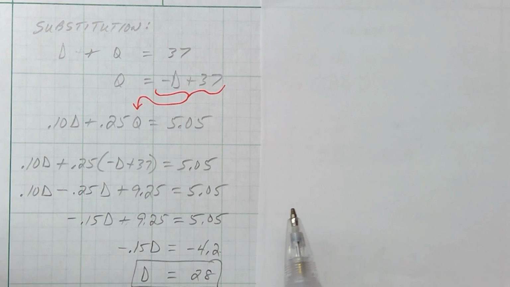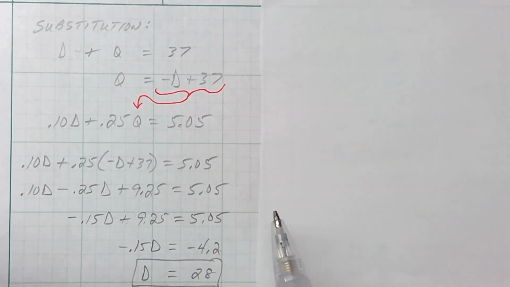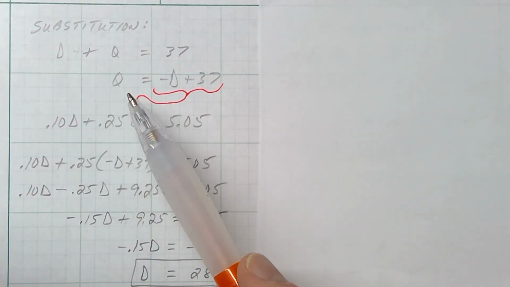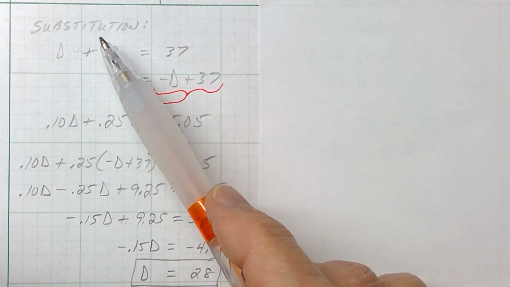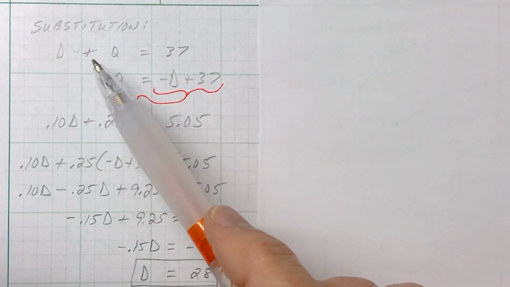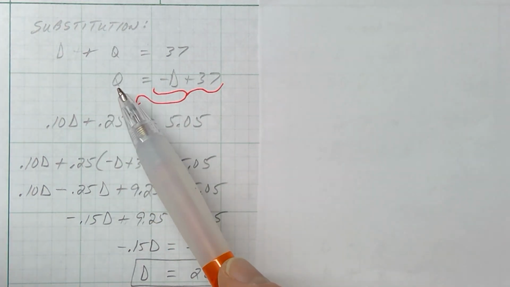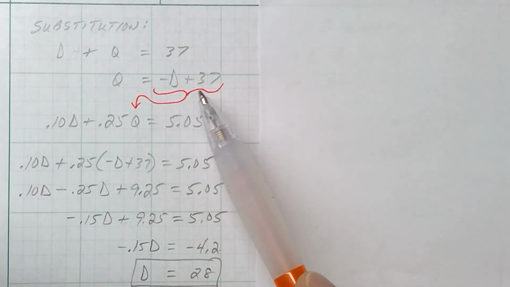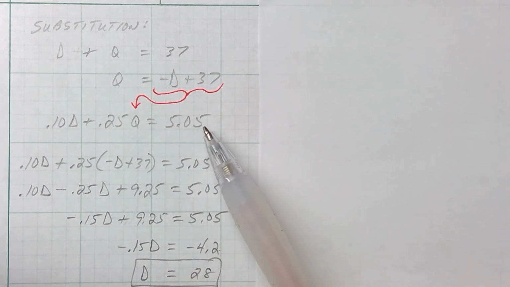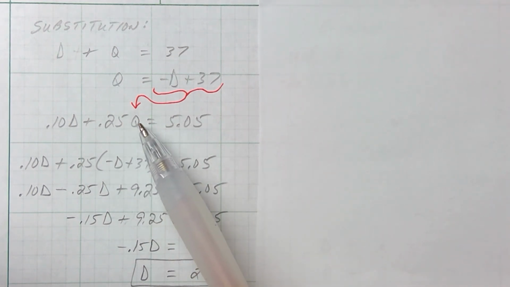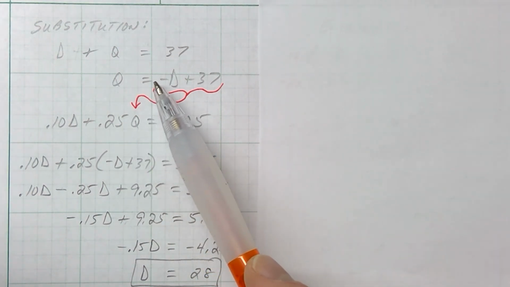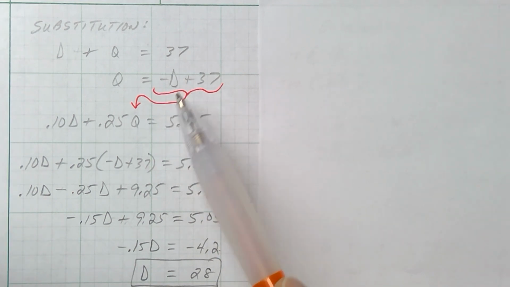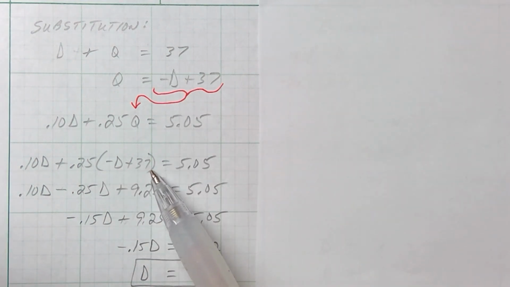Okay, so let me just go over the solutions real fast because we've already talked about all this. I took the first equation and solved it for Q. This is using substitution. I can get the D alone or the Q alone. It doesn't matter. I chose Q. So Q can be replaced by negative D plus 37. So in my other equation, in the second equation, I'm going to take the Q out and I'm going to replace it with negative D plus 37 like this in parentheses.